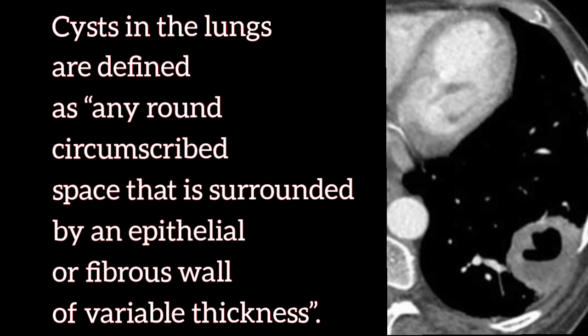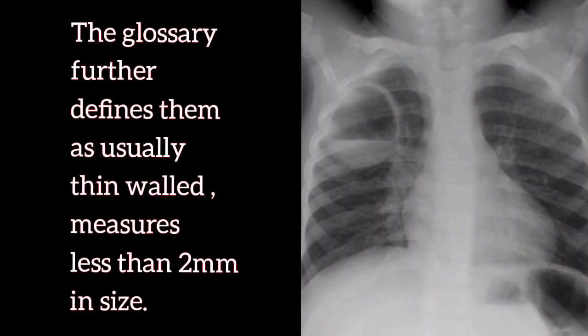Cysts in the lungs are defined as any round circumscribed space that is surrounded by an epithelial or fibrous wall of variable thickness. The glossary further defines them as usually thin-walled, measuring less than 2 mm in size.